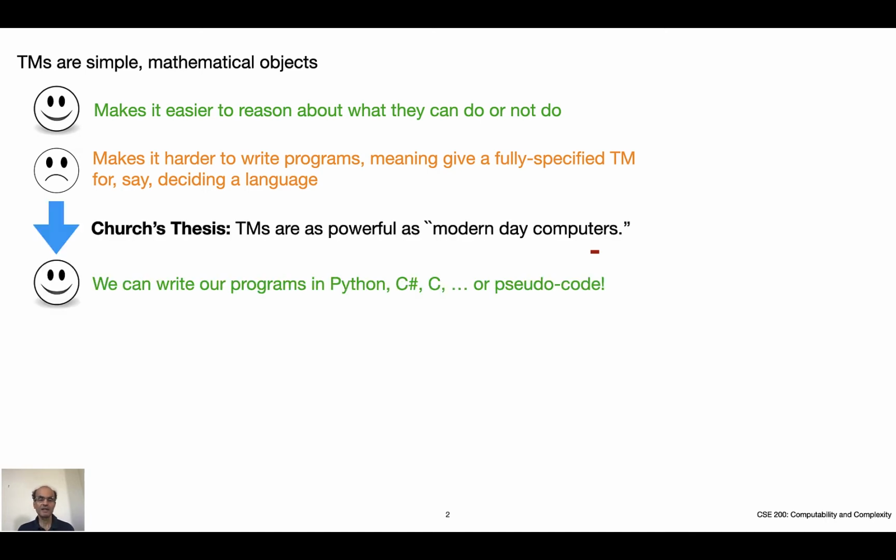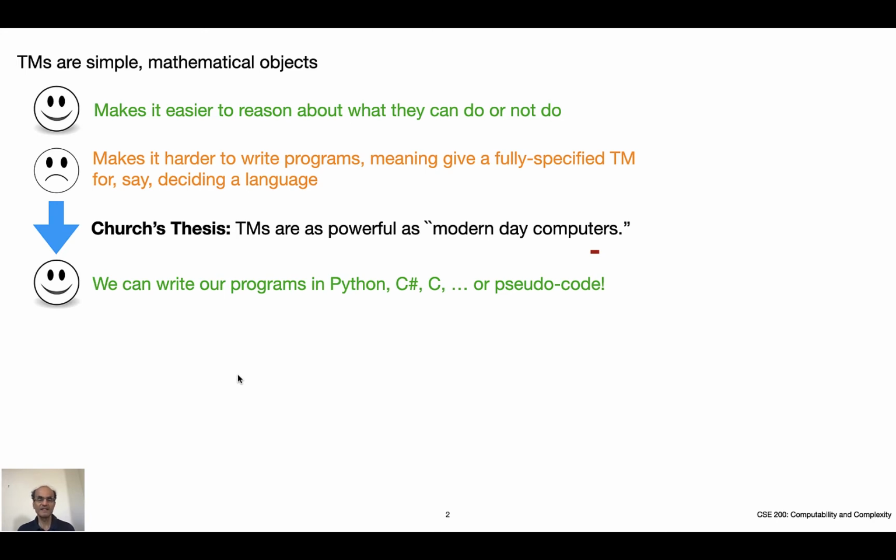Church's thesis is what enables us to bridge this gap. What it says is that Turing machines are effectively as powerful as modern-day computers. So this tells us that when we want to write code, we can write that code in a high-level language like Python or C# or whatever is your favorite language, and appeal to Church's thesis to say, yes, you could turn that into a Turing machine. We're not actually going to do that because it would be awfully tedious, but we know that in principle it's possible.